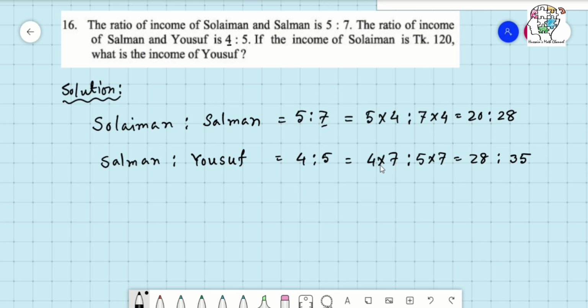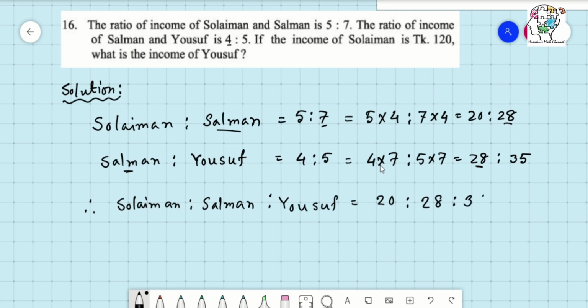So the new ratio of their combined, that means successive, that means Sulaiman is to Salman. Here Salman's amount is 28, and in the second ratio Salman's amount in the new ratio is also 28. So we can write Sulaiman is to Salman is to Yusuf equal to 20:28:35. We have already modified this one.